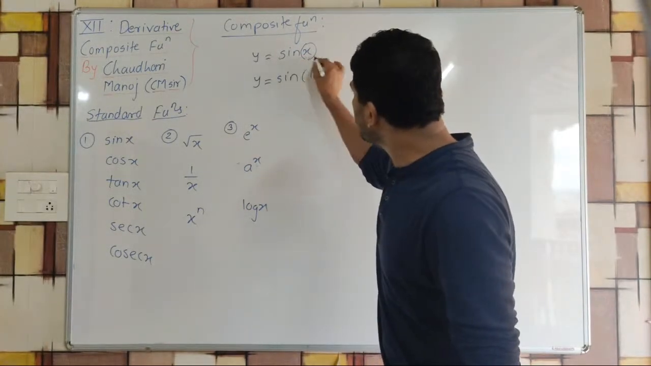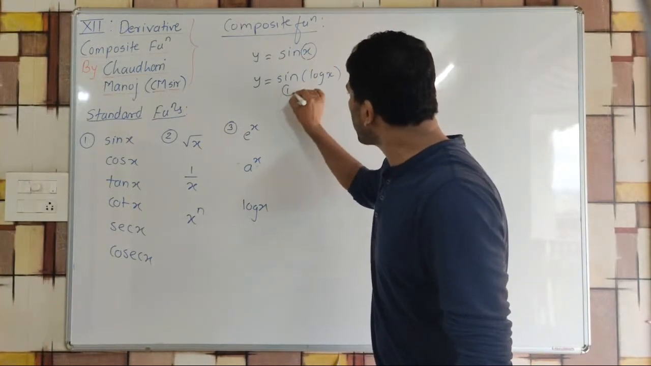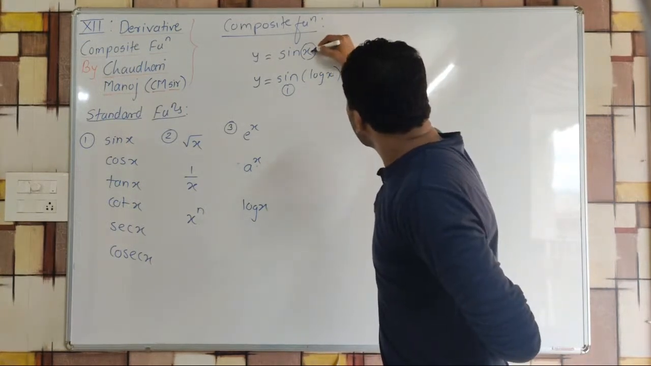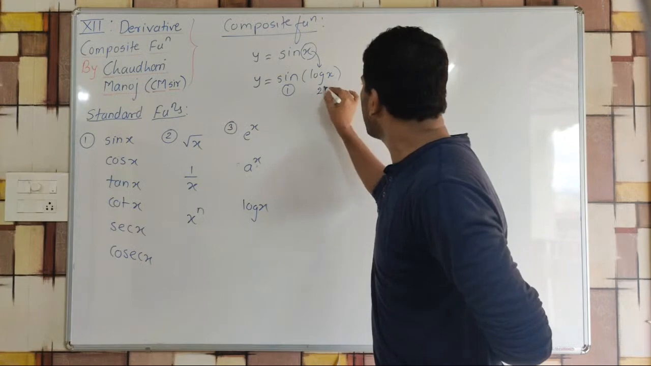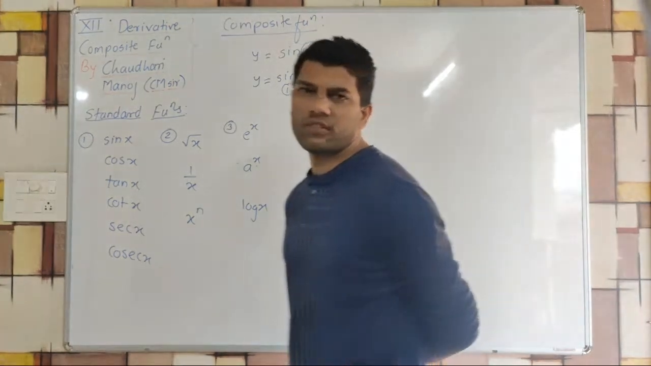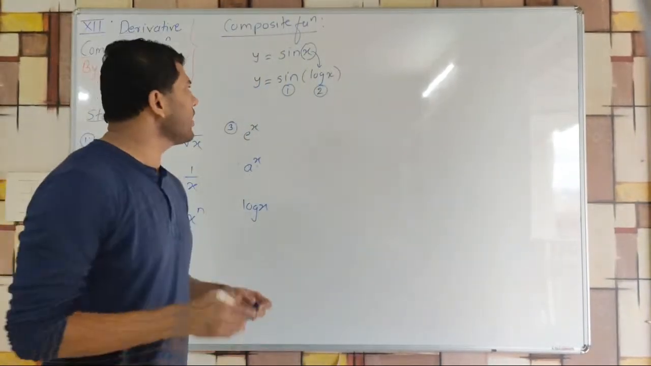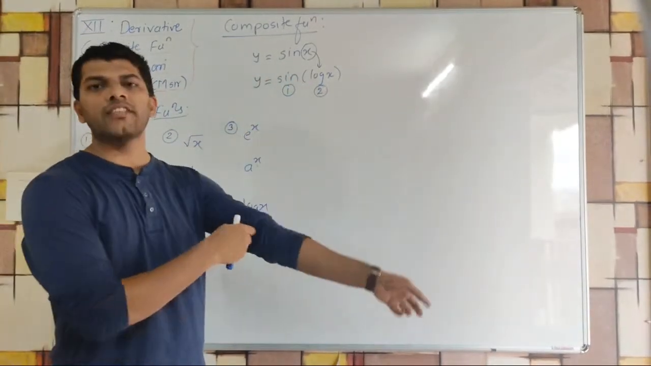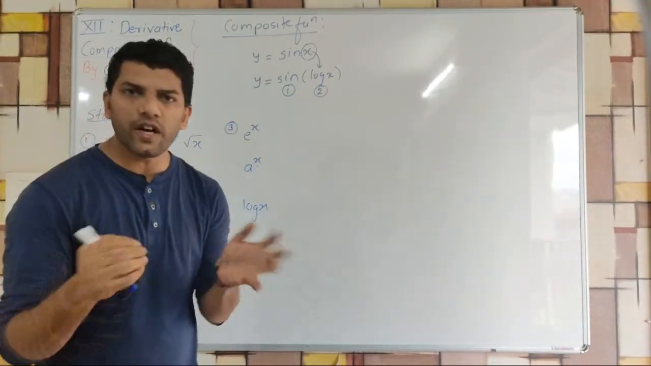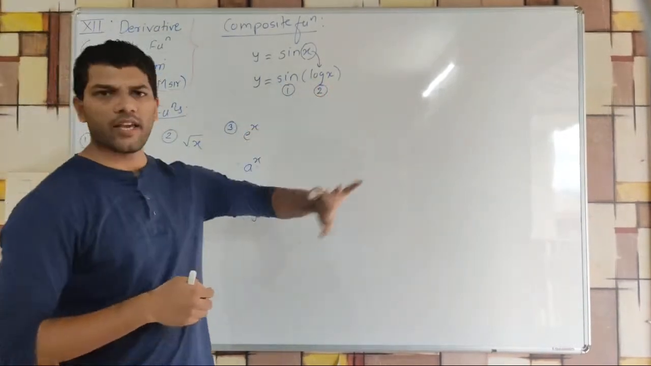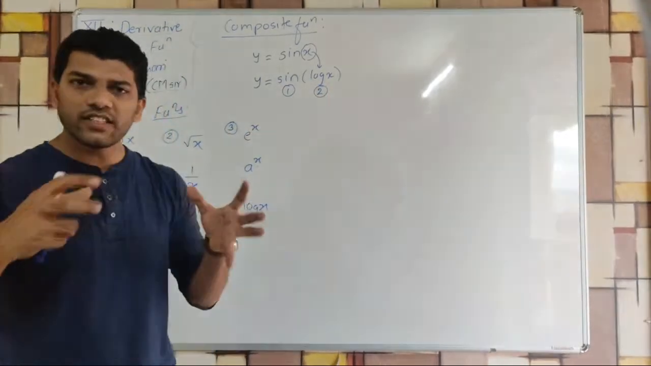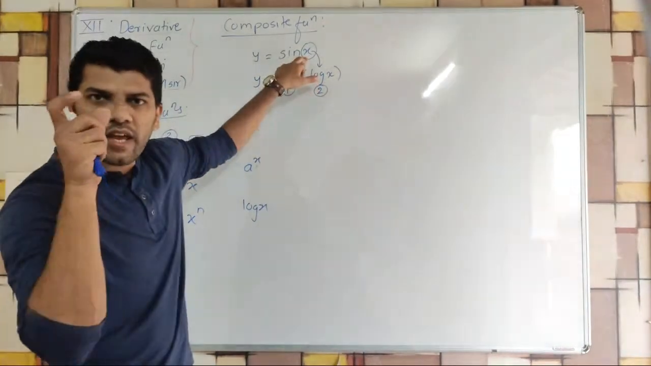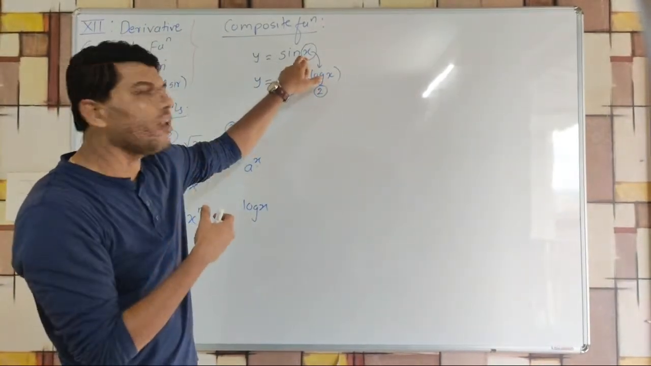See, sin x is the original function. Let's mark this as 1. And since log x is replacing this x, I am treating log x as the second function. So overall we can say sin x is a standard function, but sin of log x is a composite function. This is the way they form the composite function. They replace the x value from the standard function with any other function.